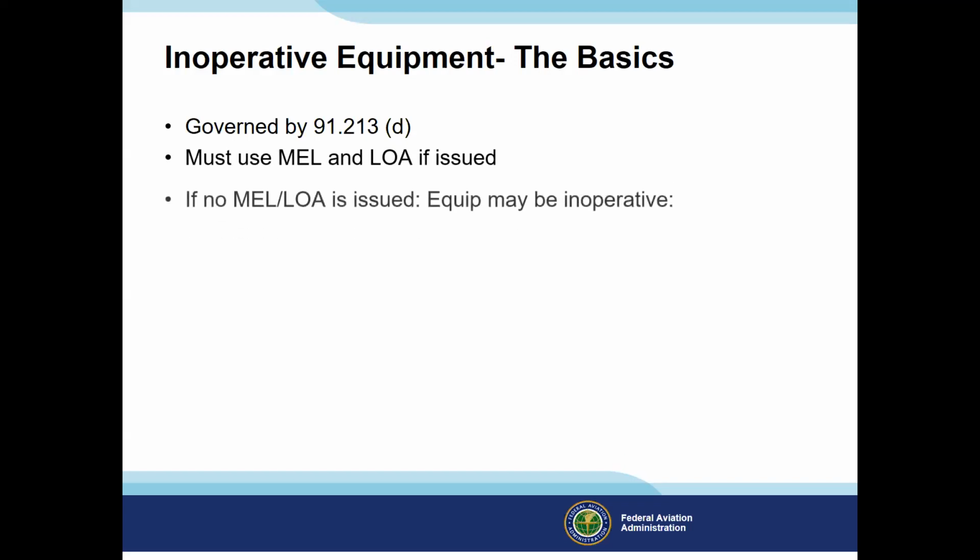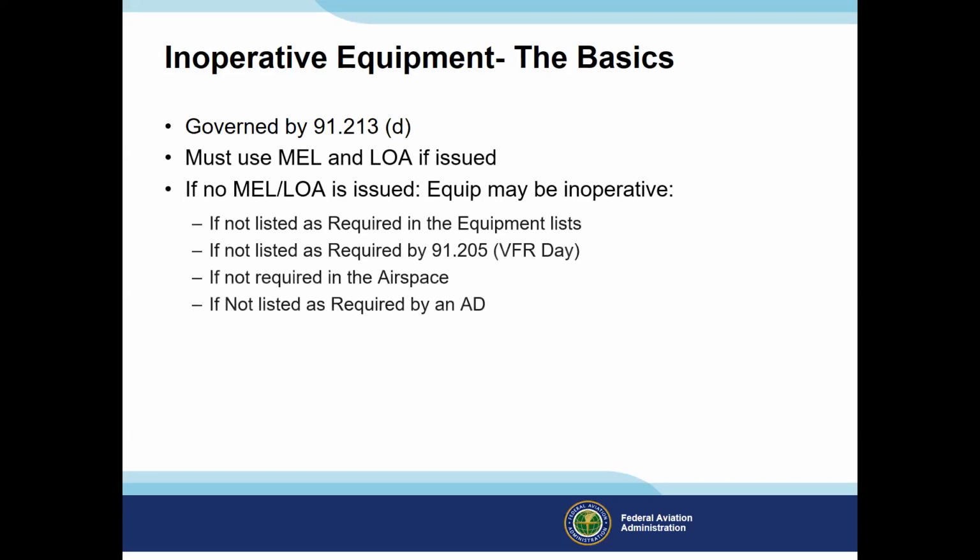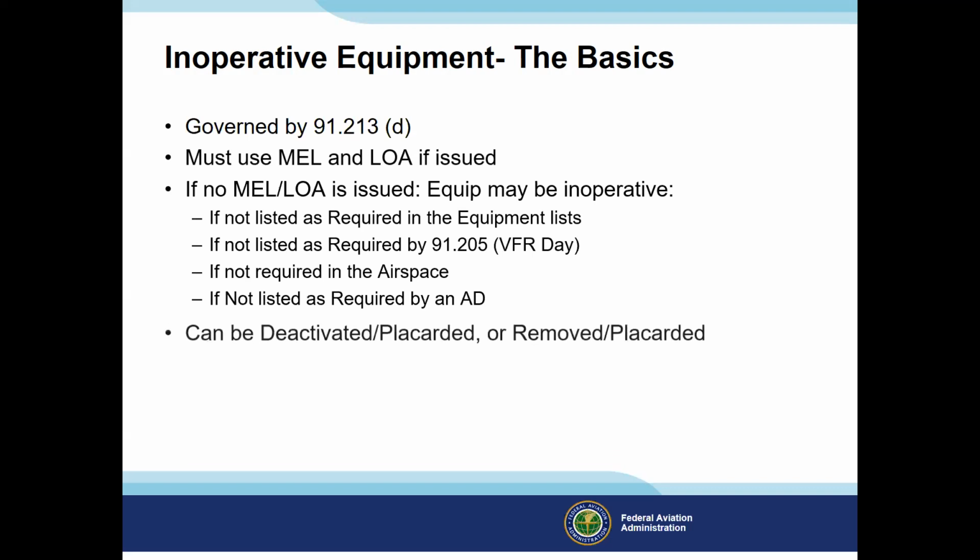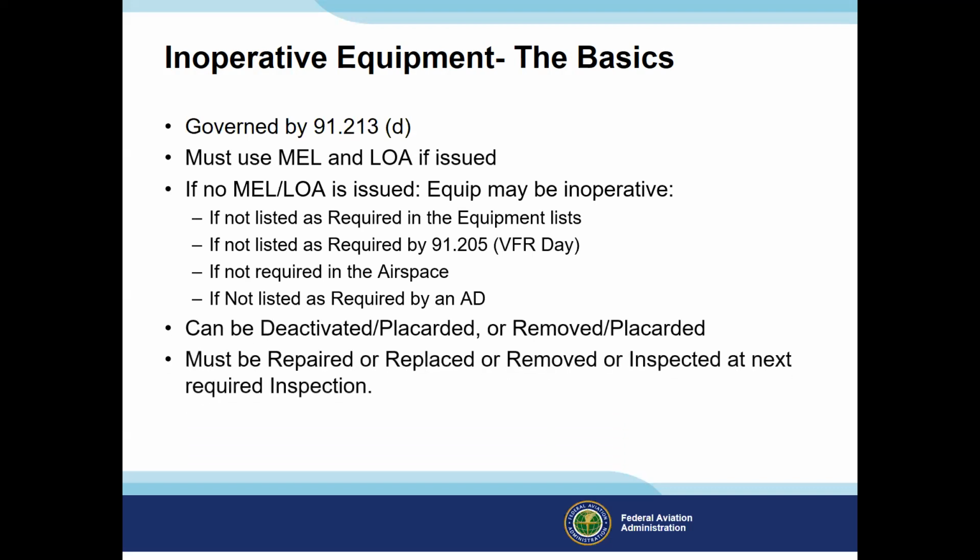First of all, it's governed by 91.213(d), but you must use an MEL and letter of authorization if they've been issued. If there is no MEL or LOA issued or required, then the equipment can be inoperative if those criteria are met. It can't be listed as required in the equipment list. As we saw before, we looked at the required equipment because that's part of the type design.